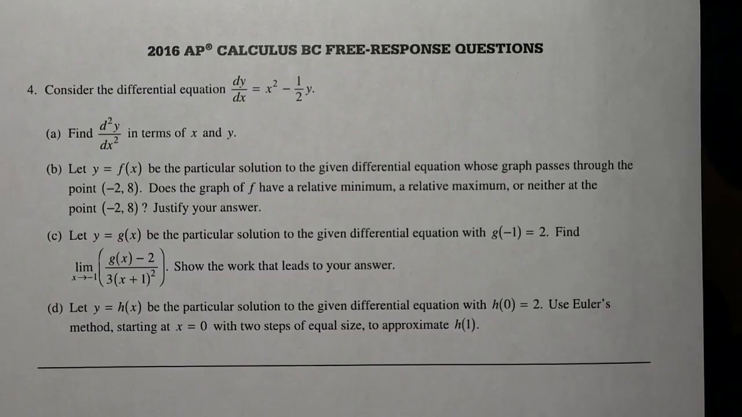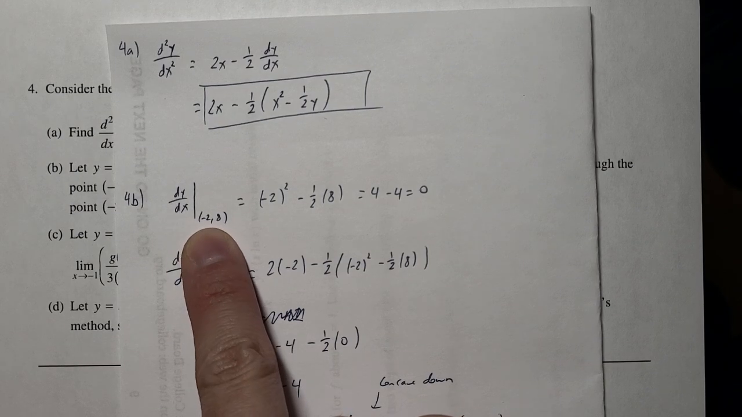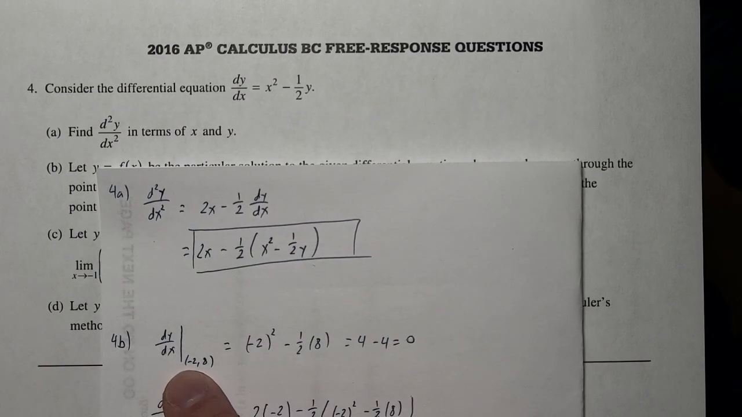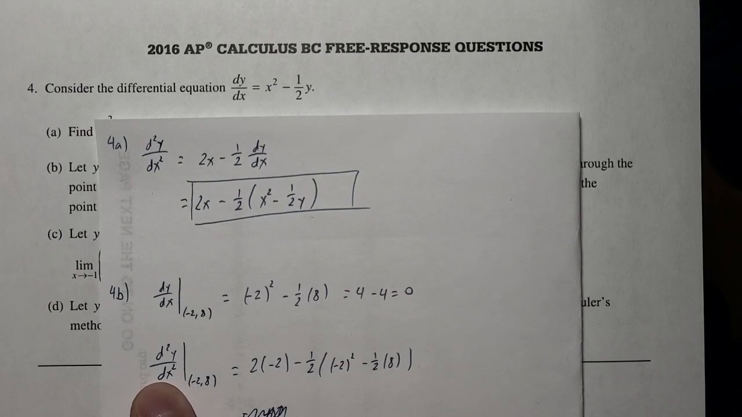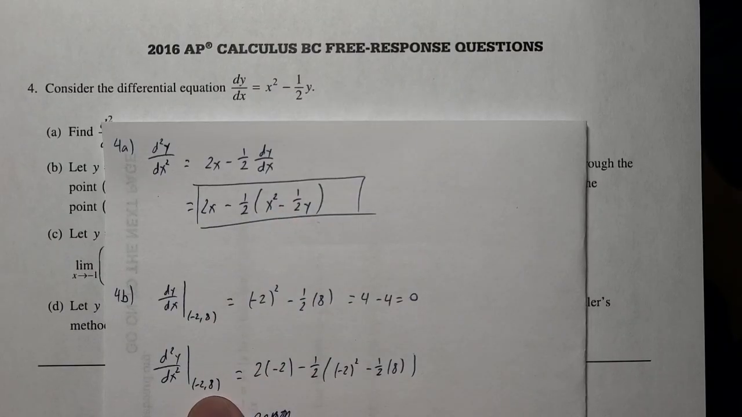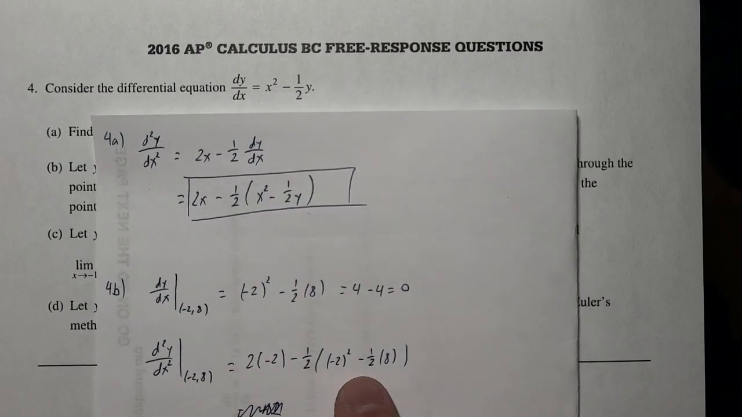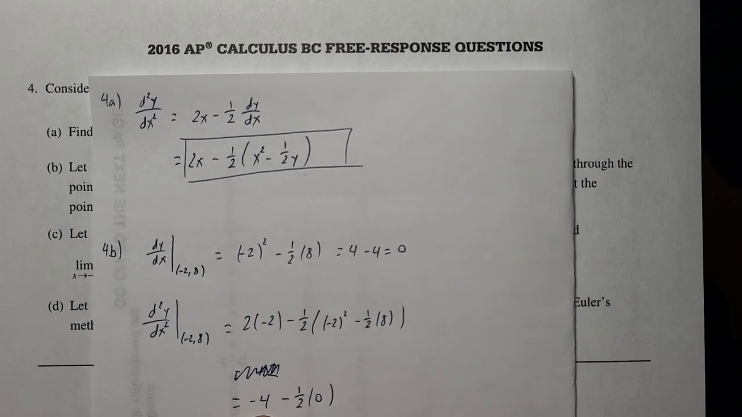This appears quite often on the AP exam, whether in the multiple choice or on the free response. So we evaluate the first derivative at (-2, 8). Plug in x is -2, y is 8 into here. You'll get that it's 0, which is what we are expecting. So there's a chance for there to be a max or min there, so let's confirm with the second derivative, which we found up here. Plug in (-2, 8). By the way, this value is right there, so it's minus half times 0, so this whole term goes away, so it's -4.